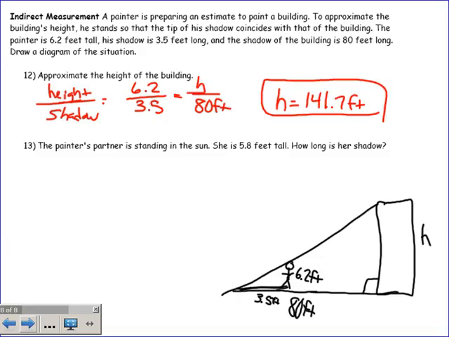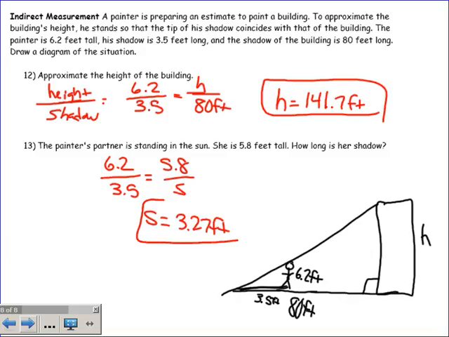Part B, it says the painter's partner is standing in the sun. She is 5.8 feet tall. How long is her shadow? We'll basically use just either one of the ratios. It doesn't make a whole lot of difference. I'll just pick his shadow, and we'll figure out how long her shadow is, S for shadow. There's going to be a lot of decimals in this one. We'll see how this turns out. Her shadow would then be 3.27 feet, something like that.